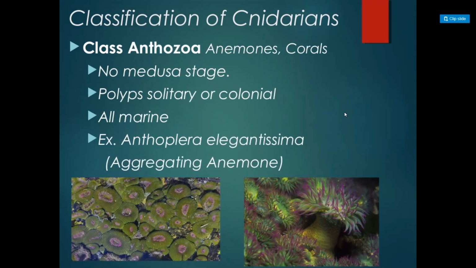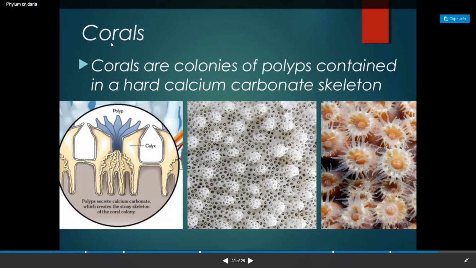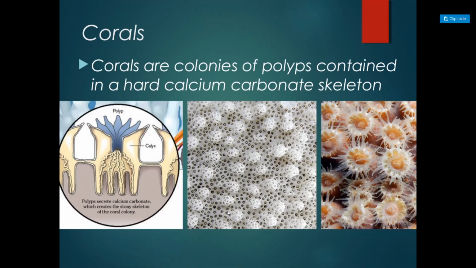So then classification of cnidarians. You have class Anthozoa. These are your anemones, your corals. There is no medusa stage. Polyps are solitary or colonial. They're all marine except for one freshwater species, don't quote me on that one. Corals are colonies of polyps contained in a hard calcium carbonate skeleton. We might do that next week. We might have a lesson on corals just by themselves.